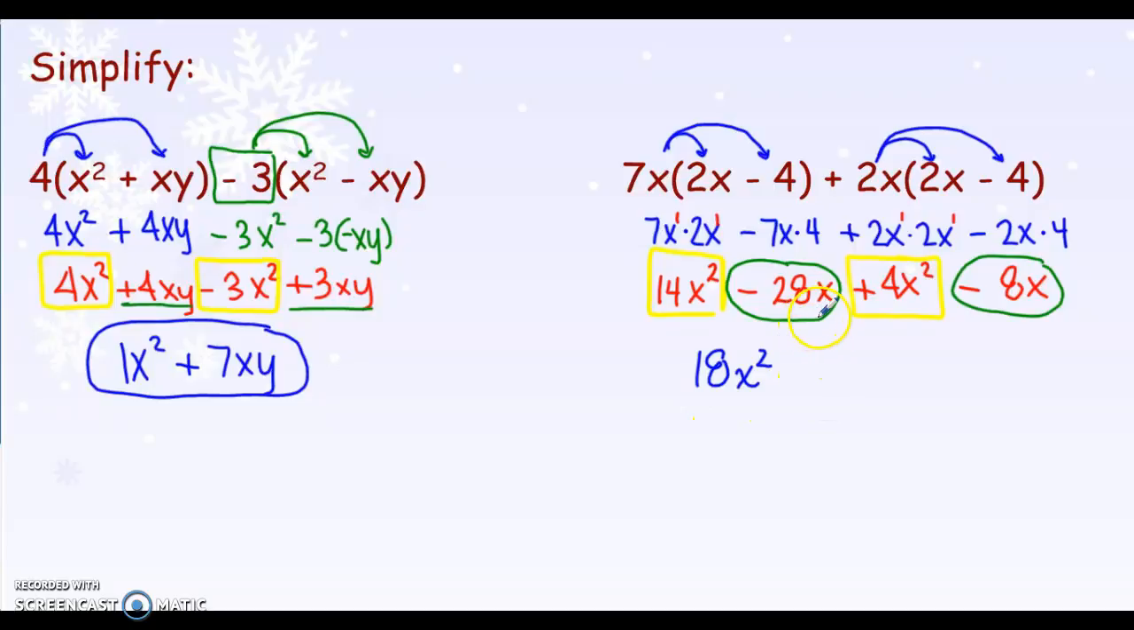And when we're looking at our x's, we've got a negative 28 and a negative 8, and that's a negative 36x. These are not like terms. One is an x squared and one is an x to the first, so that's my final answer.